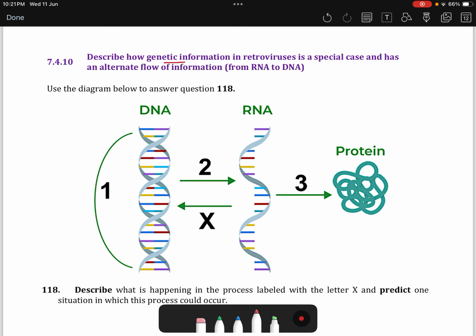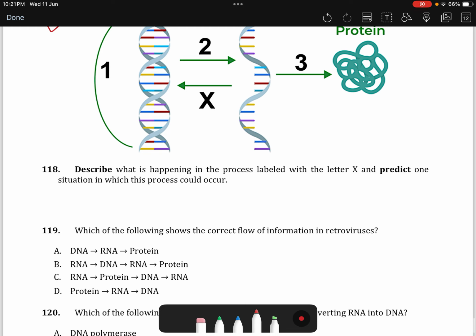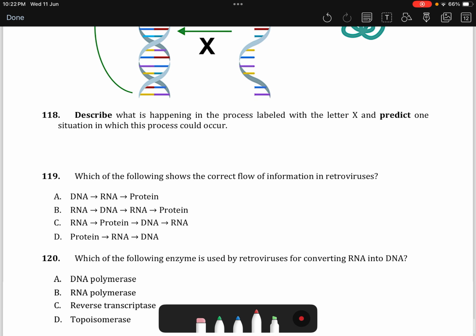Possibly the last page. Describe how genetic information in retroviruses is a special case because it has reverse transcription, and that we studied already. Transcription that happens with the help of an enzyme, reverse transcriptase. So this is happening with the help of reverse transcriptase. This diagram we labeled, you should know it. Describe what is happening in the process labeled X. It is reverse transcription. One situation in this process occurs when the organisms have their genetic material as RNA, and it is converted into DNA, and so on.